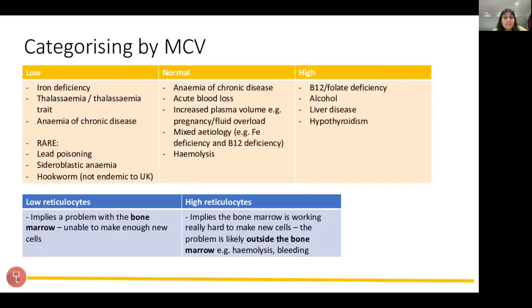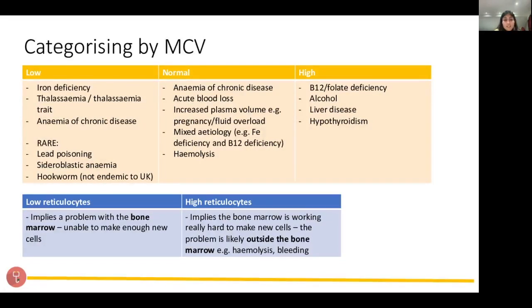And then causes of a high MCV, so that's the other end of it. So that's your B12 and folate deficiencies, alcohol or any sort of liver disease, and hypothyroidism is the other main one. So yeah, and unfortunately, it's something you just have to memorize at some point. It may come up in OSCEs, you may get a full blood count given to you, and you have to talk through your differentials of what it could be, really.